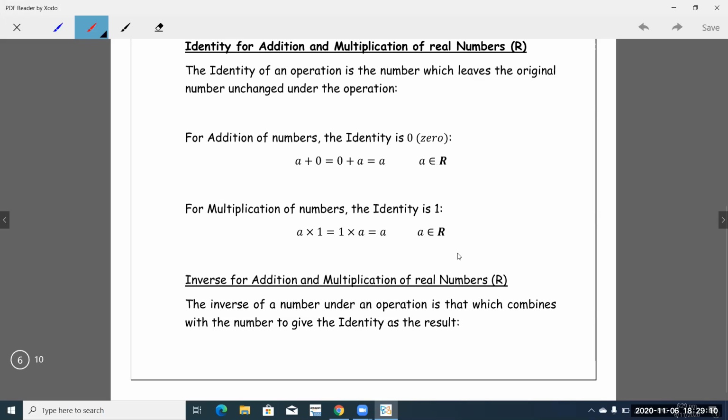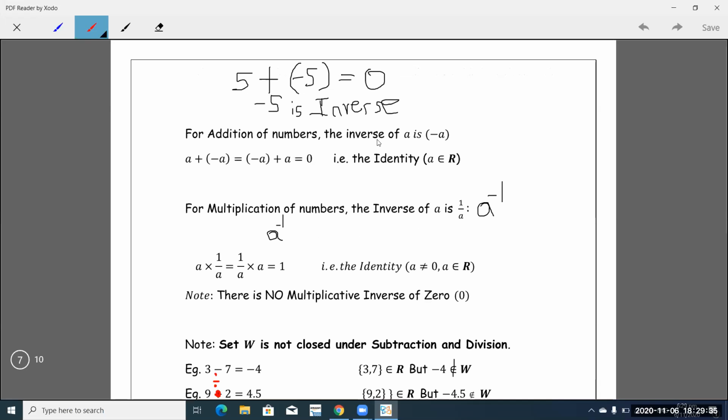The next thing we're going to look at is the inverse for addition and multiplication of real numbers. We looked at the identity, and now we're going to look at the inverse. The inverse is the number which, when it undergoes an operation, gives a result equal to the identity. So for example, let's call the inverse a to the minus 1. Which number, when I add it to a, gives me the identity?